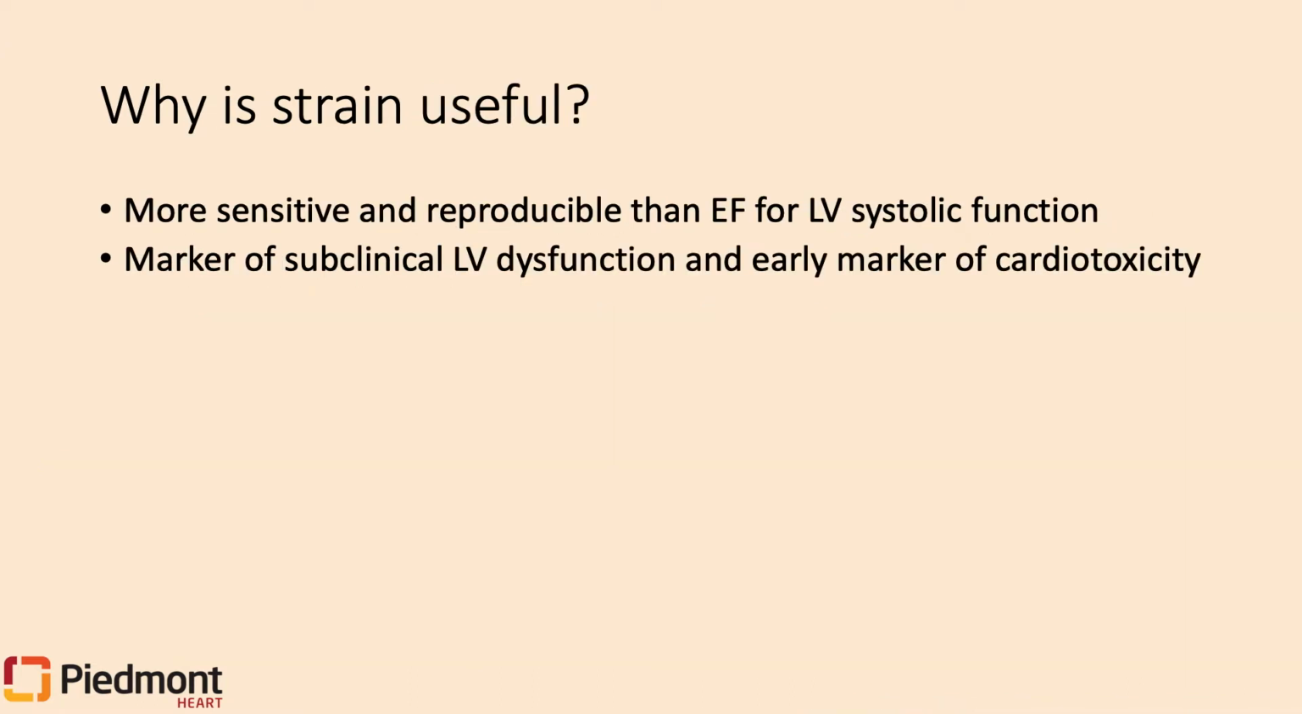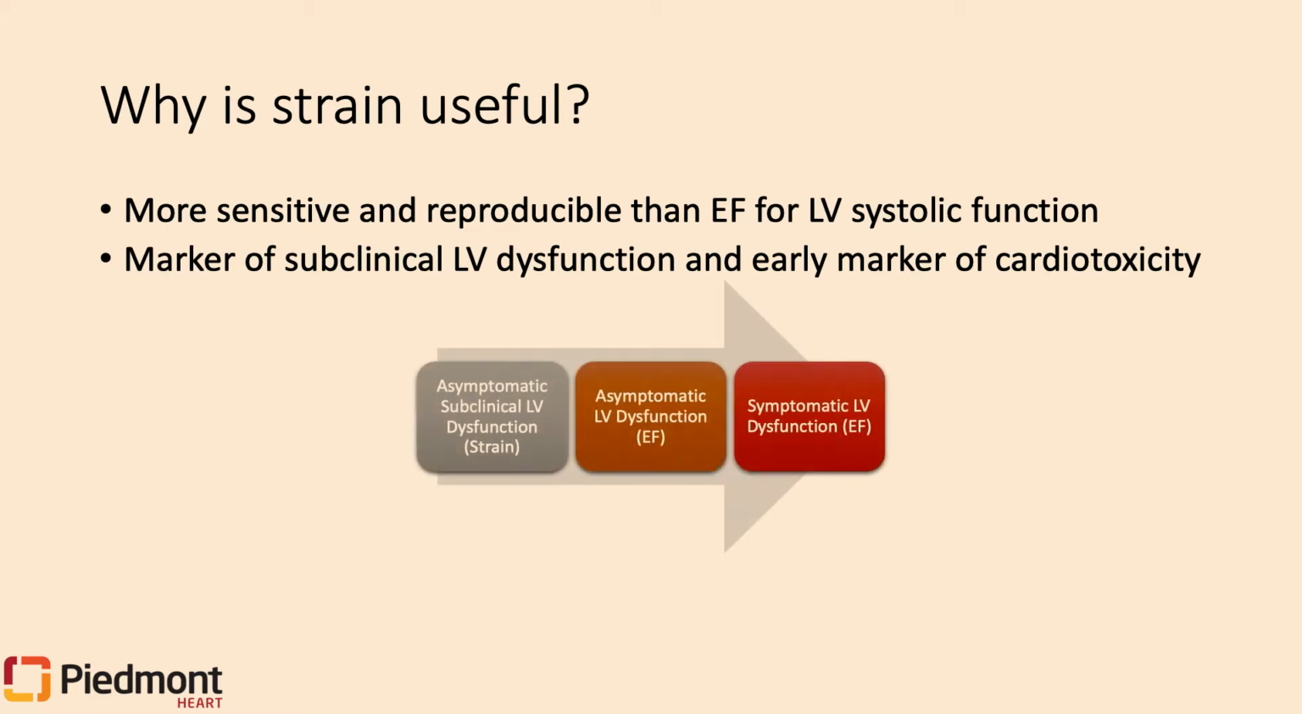So why do we use strain? What is useful about it? Well, just like we get EF for all of our echoes as a marker of LV systolic function, strain is actually more sensitive and more reproducible than EF for systolic function. And for those reasons, it can serve as a marker of subclinical LV dysfunction and an early marker of cardiotoxicity and cardiomyopathy.